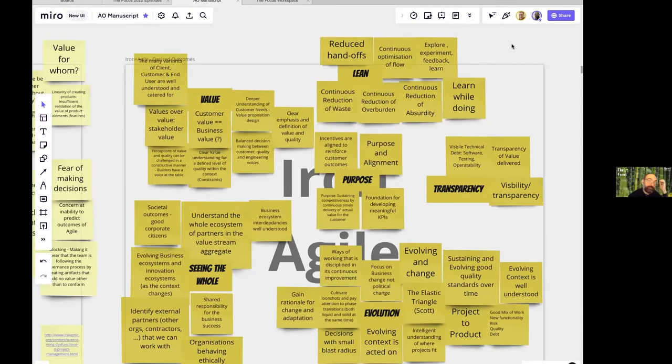And that's why we see value as a key theme here, and the need for a deeper understanding of customer needs, value proposition design, and figuring out the different aspects of value. Another benefit of considering the Agile triangle is this ability to understand the whole, seeing the whole, as we call it in the lean community.